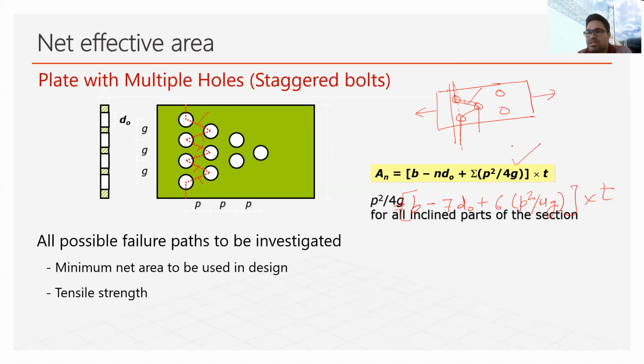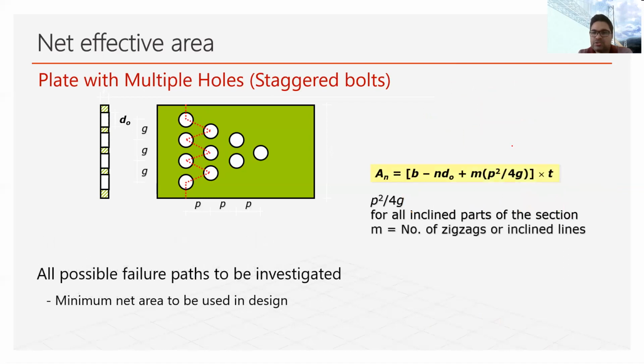We generally include the P square by 4G quantity in the formula. In the previous formula, I have used this sigma. Sometimes in place of sigma, we use M. M is the number of inclined planes, so there I have written M is equal to the number of zigzags or inclined planes.